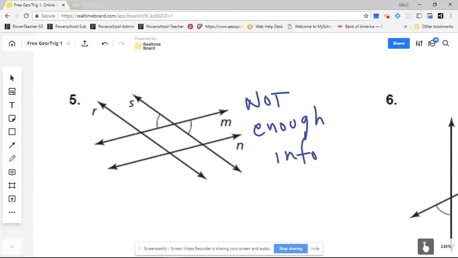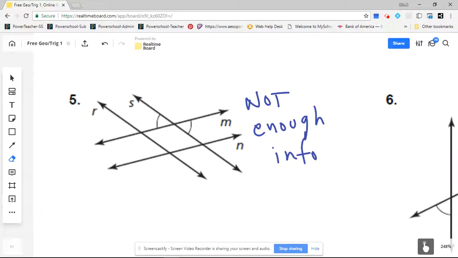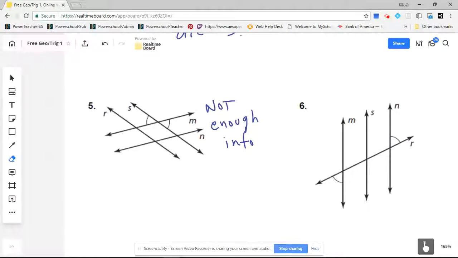You need more. You need something that tells me there's an angle down here in N that's also congruent, so that you could say M and N are parallel. And that's not there. So definitely not parallel lines there. You don't have enough information. Now, again, they could be parallel. M might be parallel to N. I'm not saying they're not. I'm saying you don't have enough information to prove that they are.